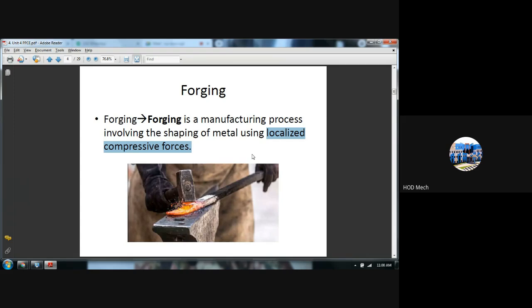ஒரு ஸ்பாஞ்ச் இருக்கு, கையில ஒரு ஸ்பாஞ்ச் எடுத்துக்கோங்க. அந்த ஸ்பாஞ்சை ரெண்டு கைக்கு நடுவில் வச்சு if you press it, it is called as compressive force. The sponge will compress. So you are applying two forces opposite to each other so that the material compresses. So here in forging you are providing localized compressive force. That means you are purposefully applying a force which is compressive in nature.